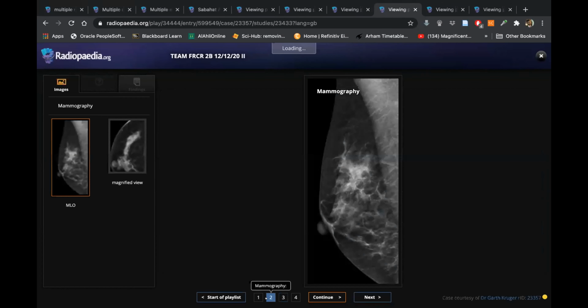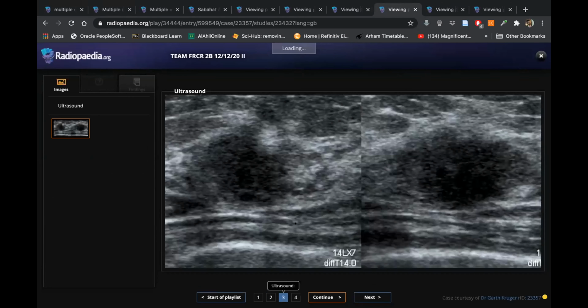I gave you only the MLO and a magnification view, and a static view of the ultrasound. But in routine practice, I will correlate my findings with the CC view and also assess the axilla of the patient for lymphadenopathy. For screening, we can also assess the contralateral breast for any additional lesion. Anything else?